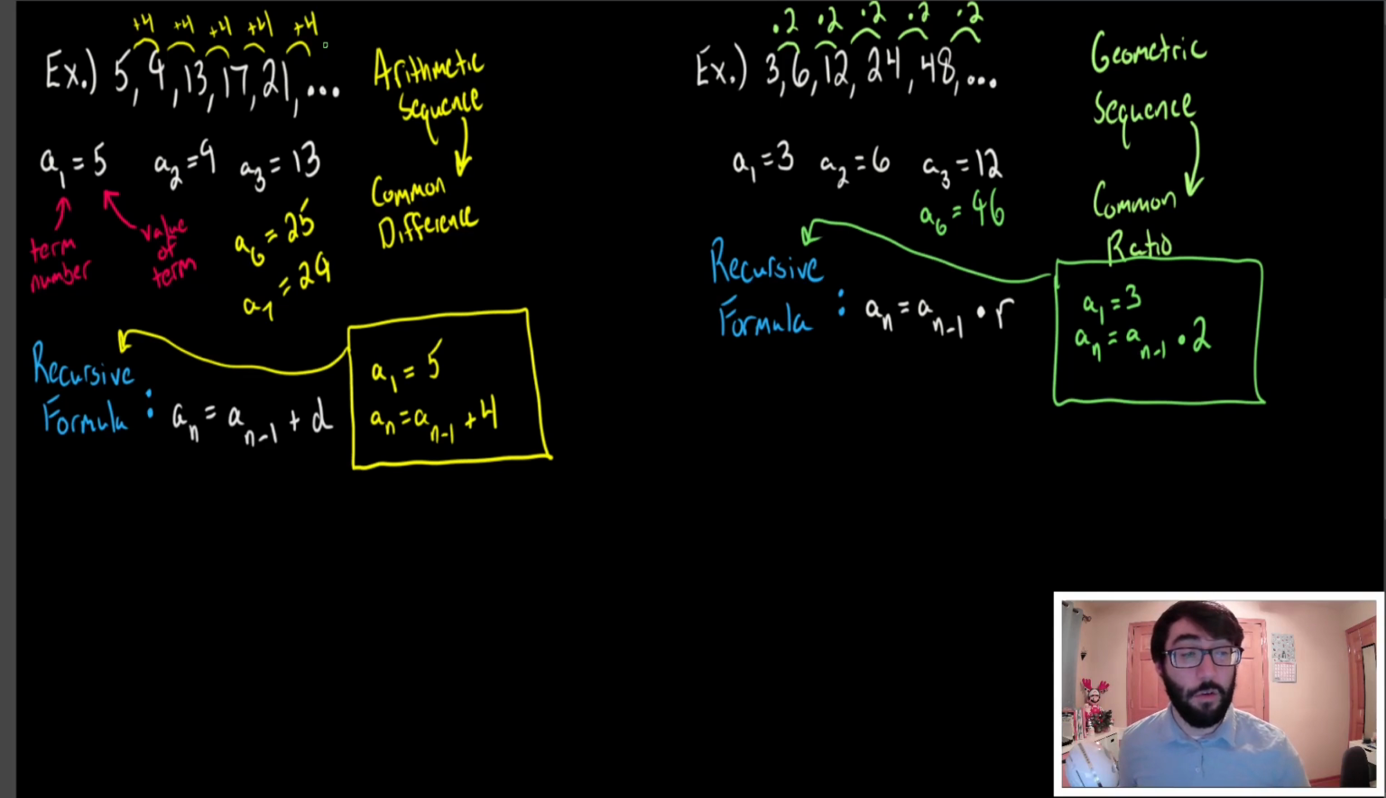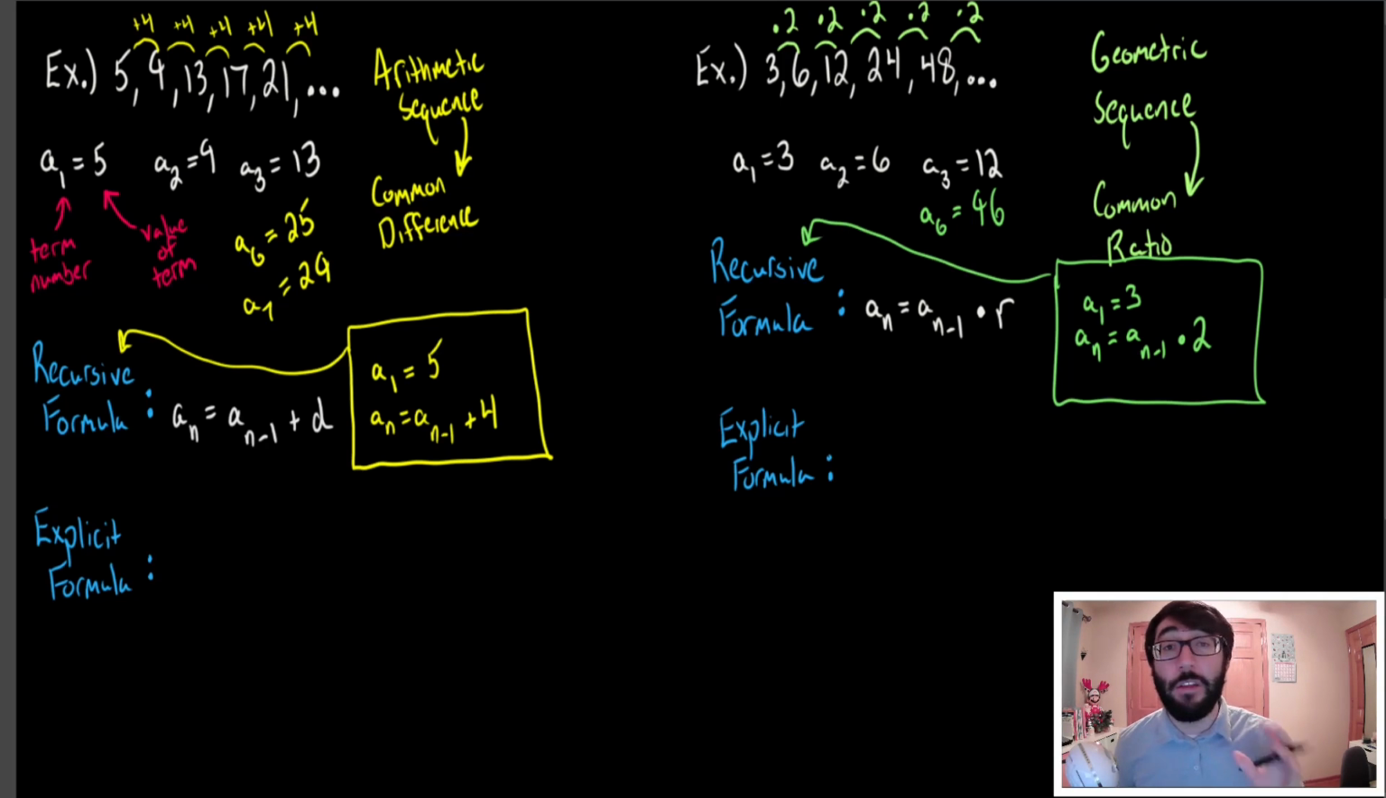And what this gets us to is something called the explicit formula. The explicit formula is used to pinpoint and find any term in the sequence. Now the recursive formula only helps you find the very next term. The explicit formula helps you find any term. So these are extremely useful. Now for the arithmetic sequence, it's similar. a sub n is equal to, and remember, we needed the first term to write the recursive formula. We also need the first term to write the explicit formula. So a sub n is equal to a sub 1, which is the first term, plus n minus 1 times d.